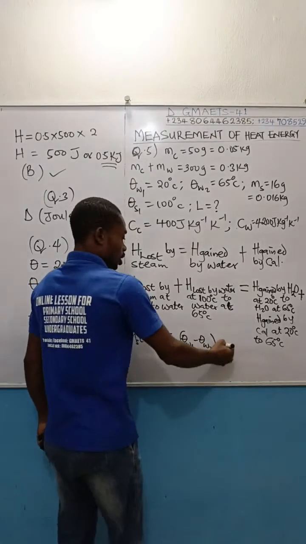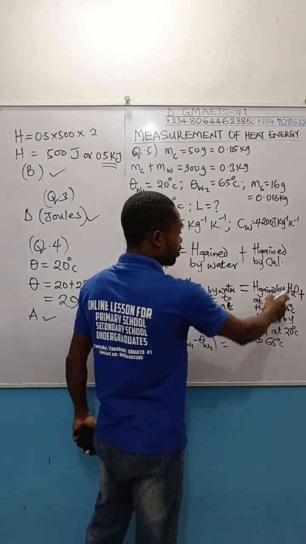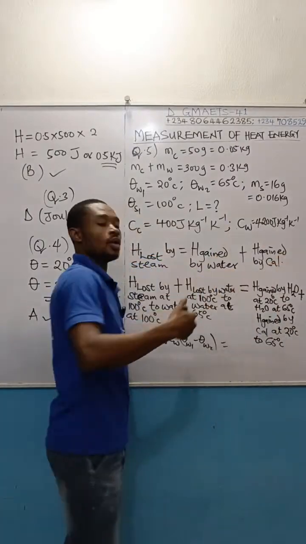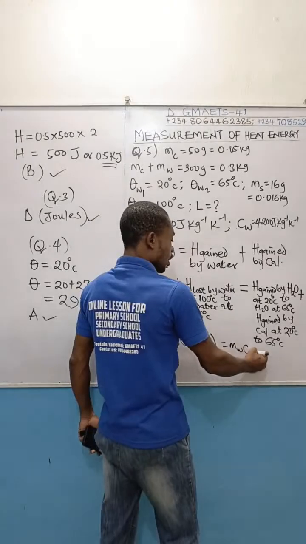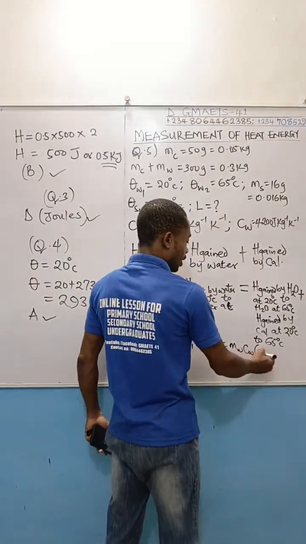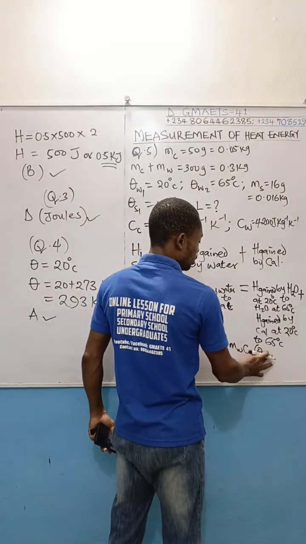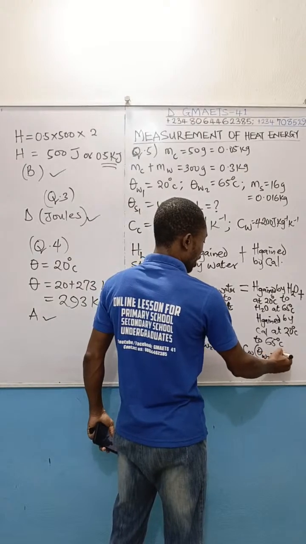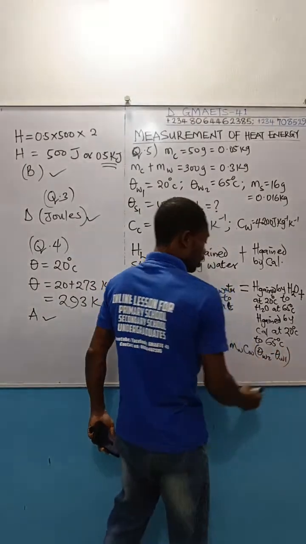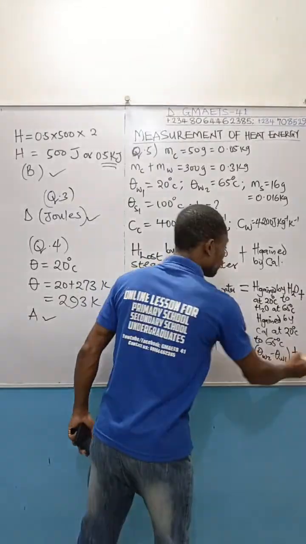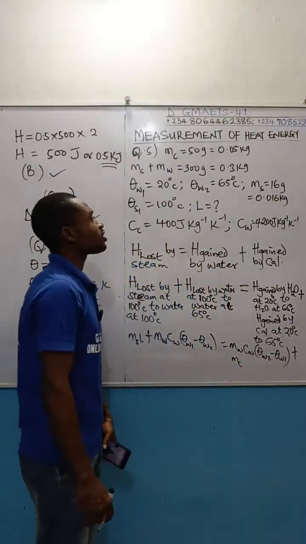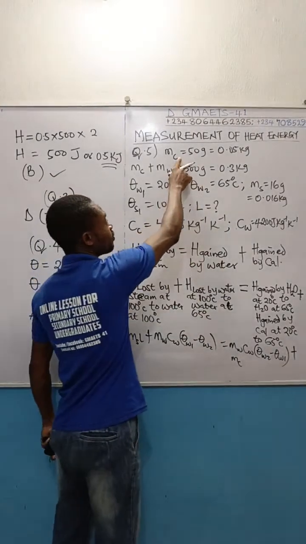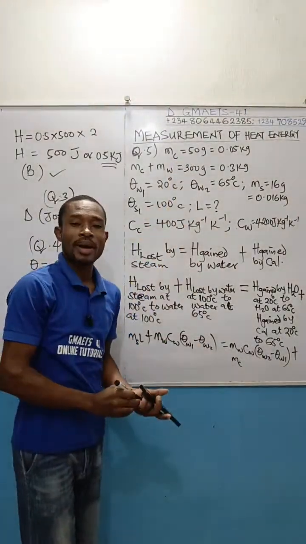Good. Then on the other side of the equation, heat gained by water at 20 that increases the temperature to 65 is still going to be mass of water times specific heat capacity of water, open bracket, theta water 2 minus theta water 1, change in temperature, plus that of calorimeter, which is plus mass of calorimeter. Were we given a mass of calorimeter? We can find it, but we were not given mass of water.